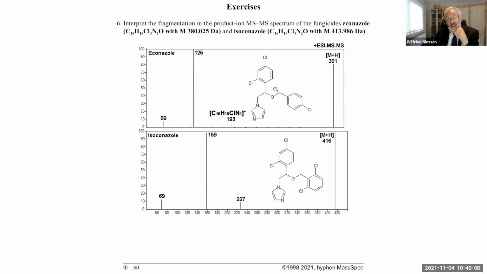If I have the cleavage here and keep the charge at this side, I get the chlorobenzyl cation, that's the 125. And I know it must be this one, because in the isoconazole, where I have 2 chlorines, I actually have a 34 shift relative to the 125. So that indicates that it must involve this group and not that, because that one is the same for the 2 molecules.